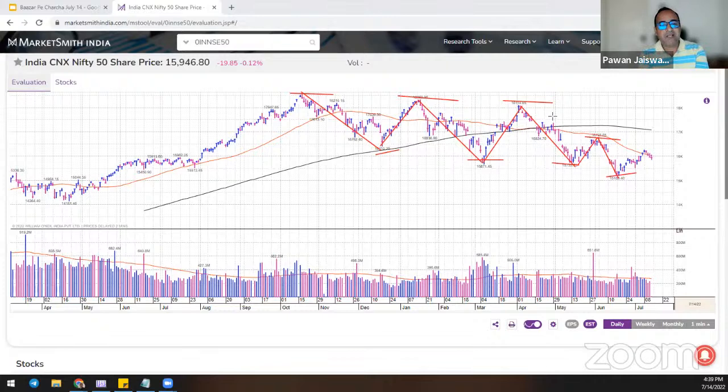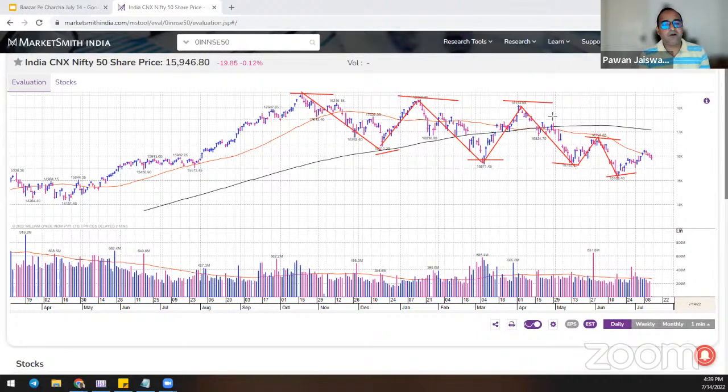If you see from the last 7-8 months almost, to be precise, from the second half of October onward, the market has started behaving in a lower top lower bottom manner, and still it is in lower top only. So I can say that we are in a clear-cut correction, no doubt at all.